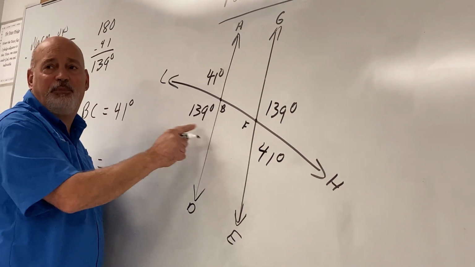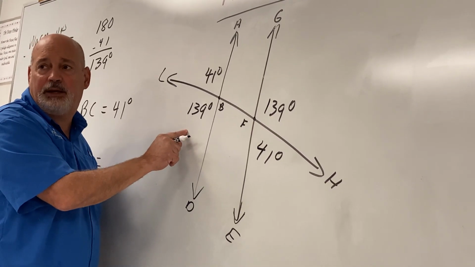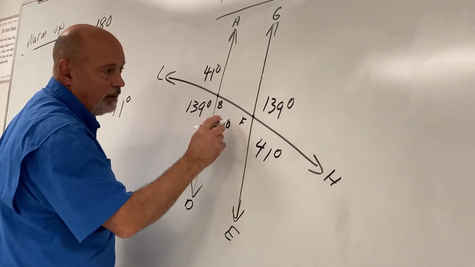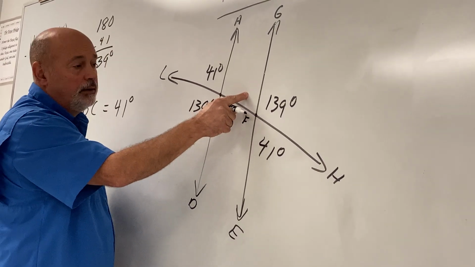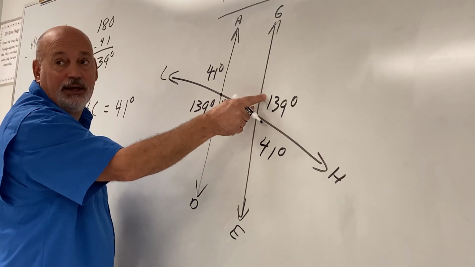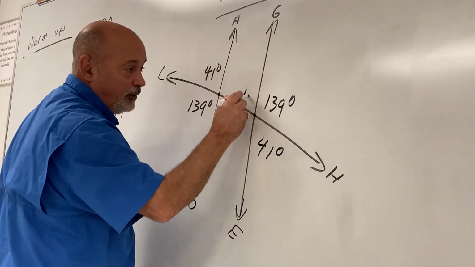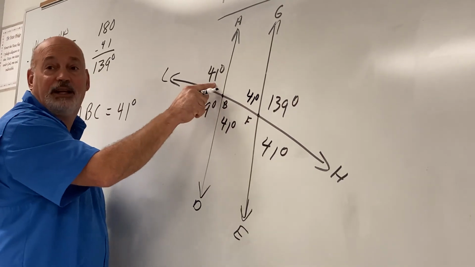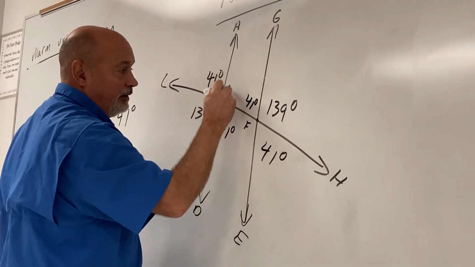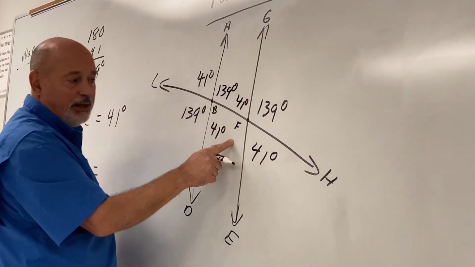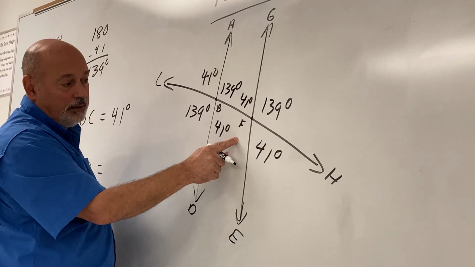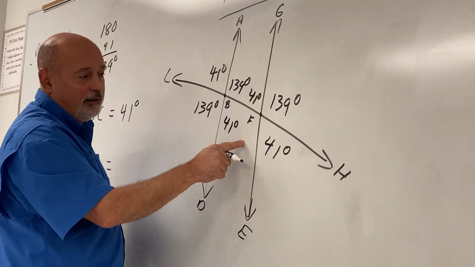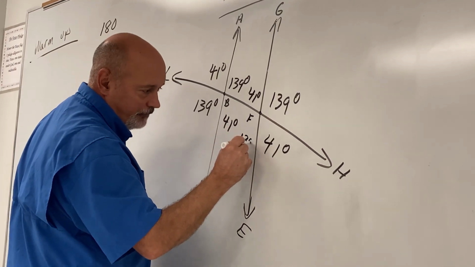If it's next to a big one, it isn't going to be big. Are you with me? So what's it going to be? 41. There's a big one right there, so it can't be big. It's got to be little, 41. Big or little? Big, because there's a little one right next to it. Are you with it? Big or little? There's a little here and a little there. It's got to be big. 139.